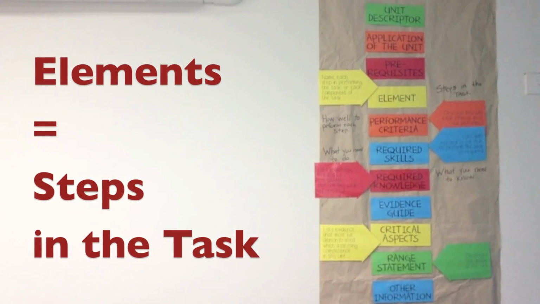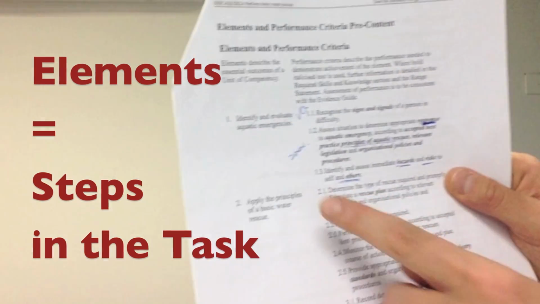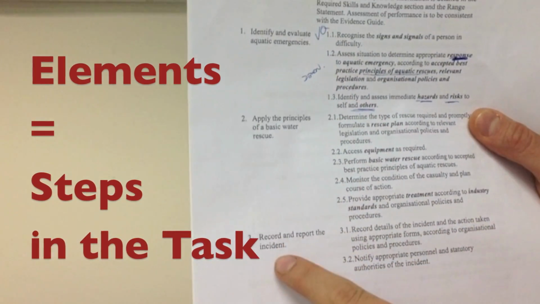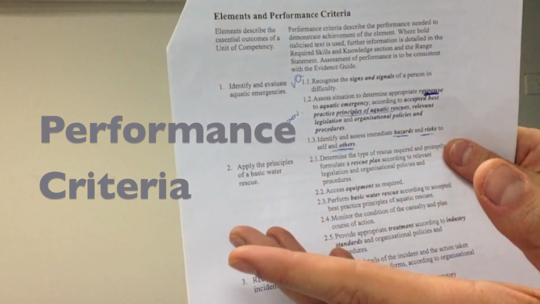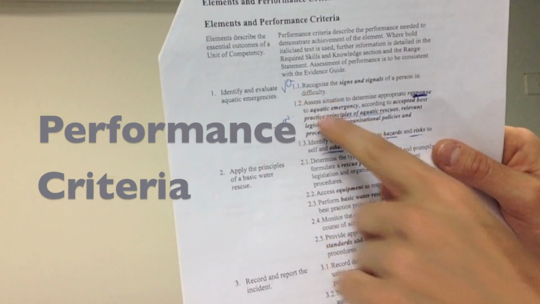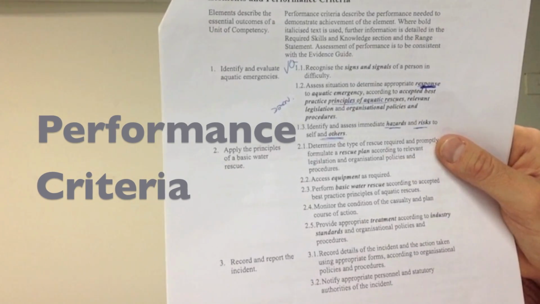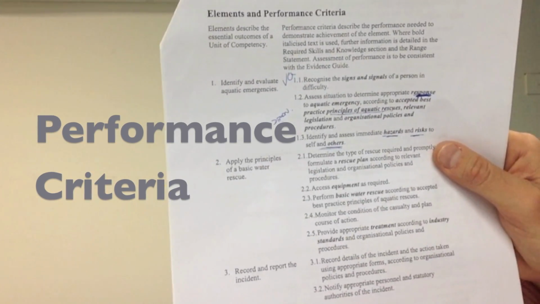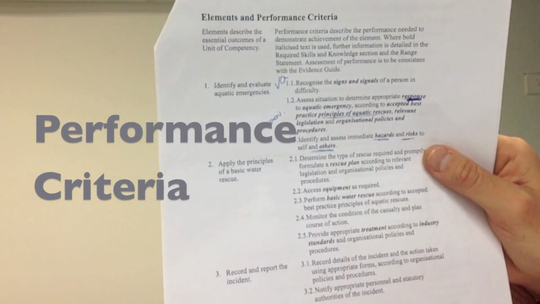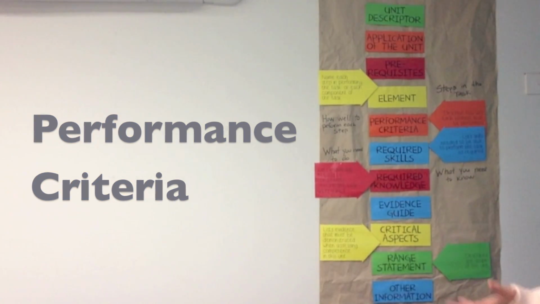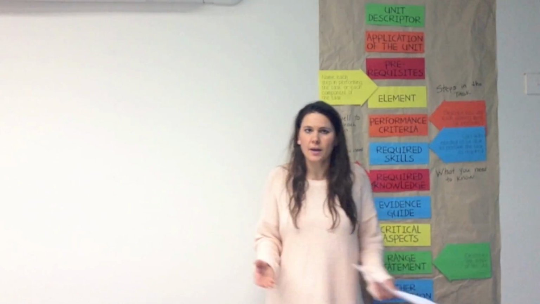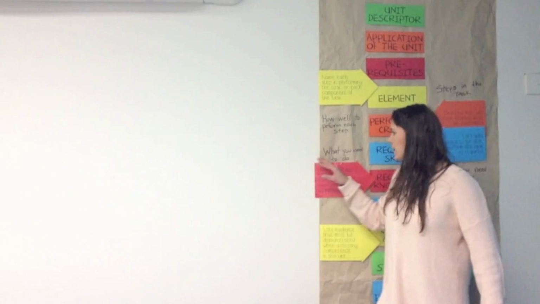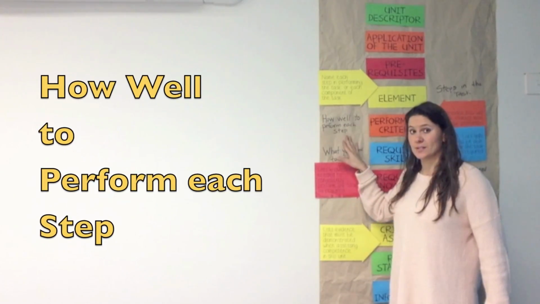And then if these elements are just steps, what would you call these? Performance criteria in just logical terms. So take a read of those. Don't mind the scribbling on it, guys. Okay, so some people say, oh, it's what needs to be in to get the element done. Yeah, totally. Could we just call it how well to perform each step?